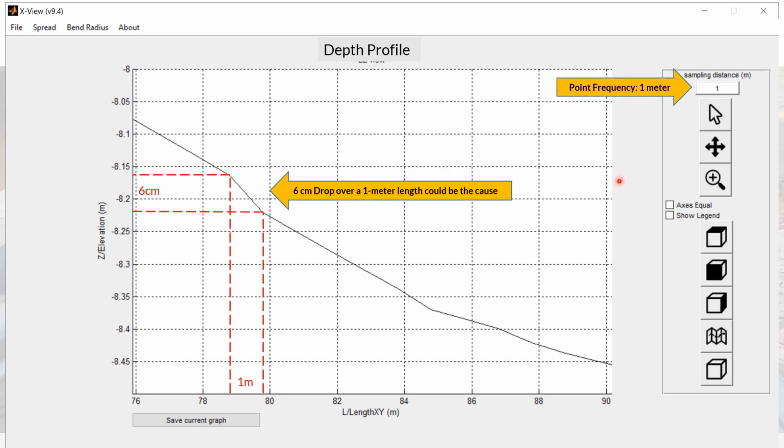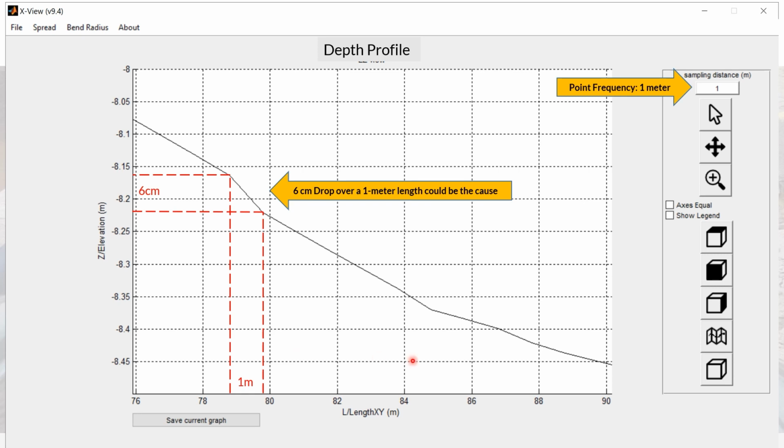So if we go to 1 meter interval, now we already start to see some movement in the pipe, which is suspicious. So we see, for example, here a 6 centimeter drop over a 1 meter length. Now we know this is a horizontal drilling, and that is an unlikely steering activity that a horizontal drill string can make. Yet it's not conclusive that 6 centimeters over 1 meter is going to be a cause of damage or a cause of leakage of the pipe.